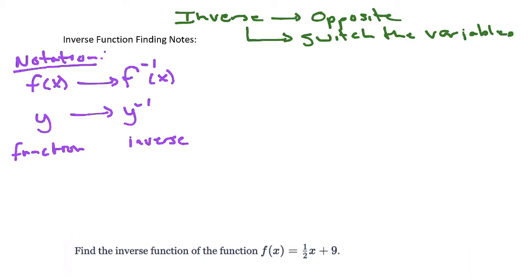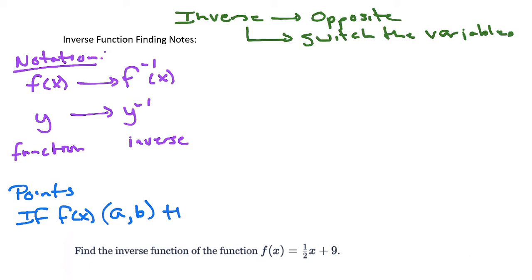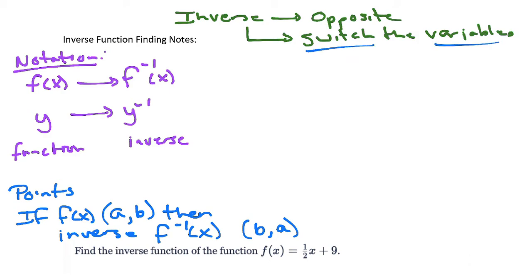As far as points on inverses, if f of x has the point, and I'm just arbitrarily picking a, b, could be any number, then the inverse has the point b comma a. So again, look at what we did. Switch the variables, switch the points. That's the theme for what we're doing: switching the variables or switching the points.